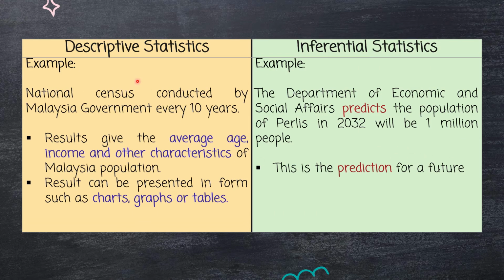Now look at the example of descriptive statistics. The national census conducted by the Malaysian government every 10 years. The result gives the average age, income and other characteristics of the Malaysian population. Results can be represented in forms such as charts, graphs or tables.